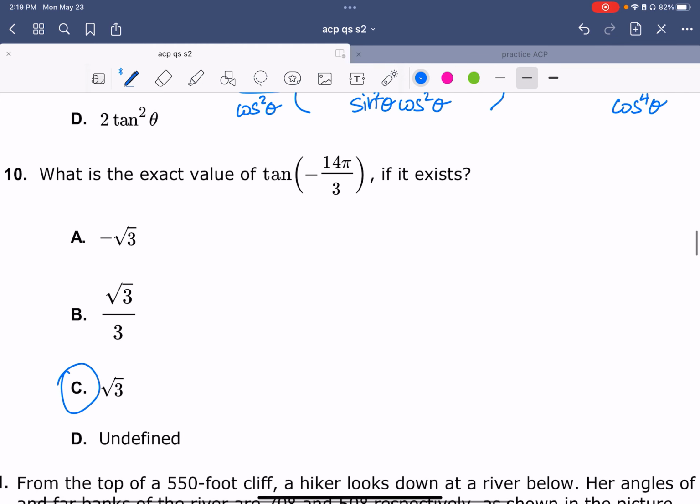But if you did it by hand, I think it was like 1.7 or something. So it wouldn't be D because it is defined. And then this one was like negative 1.7. And then I don't know what B is, but this one is exactly 1.7.